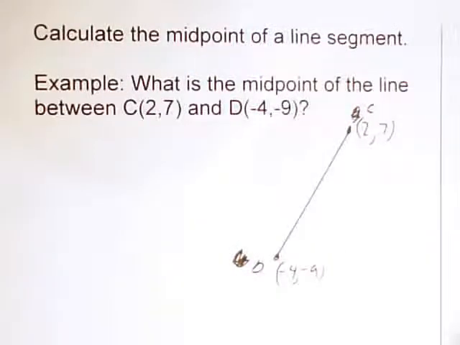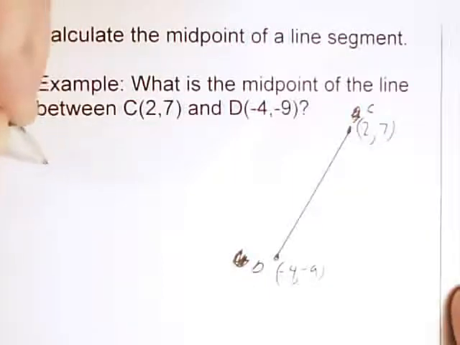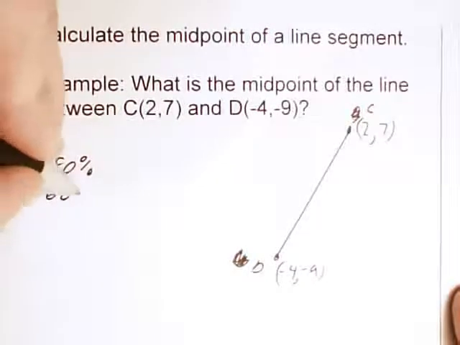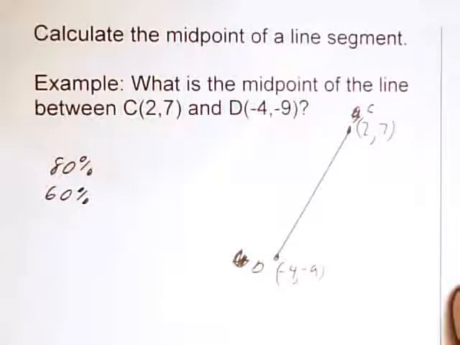A midpoint is the middle between 2 points. Let's think about it in terms you may already have experienced. Suppose you wrote 2 tests. On the first test, you got 80%, and on the second test, you got 60%. You'd like to find out what your overall average is.